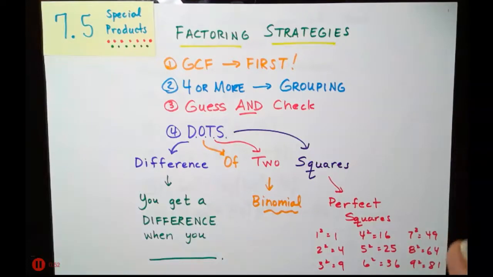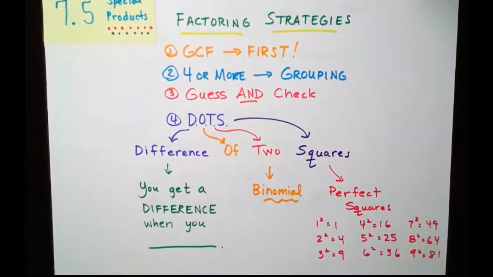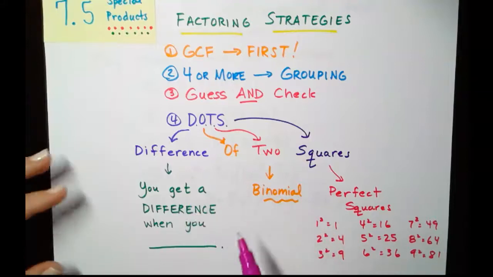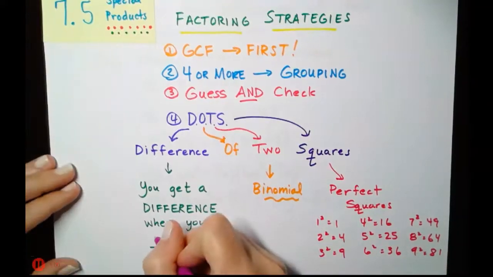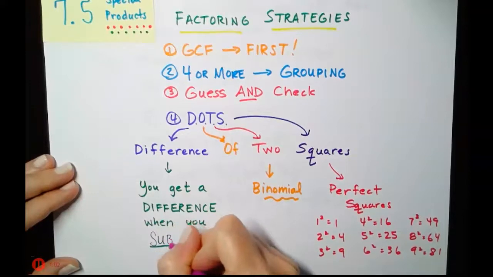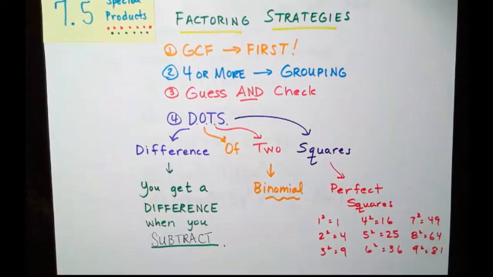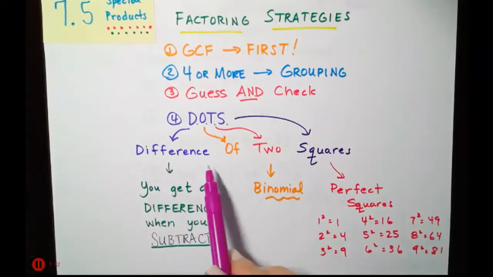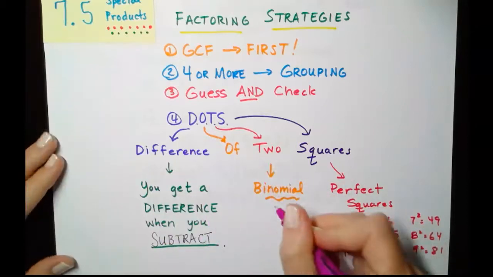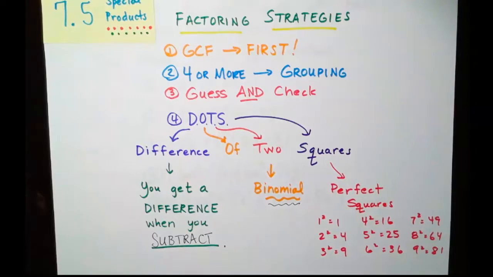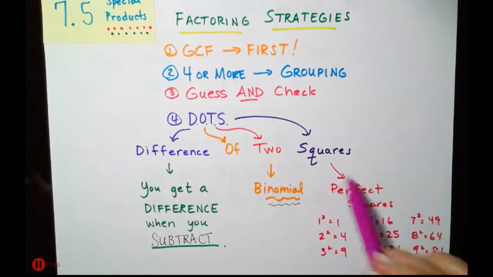So let's look at these words. Let's think about what they mean. First of all, you get a difference when you subtract. So that's a big idea we want to take away from today. To get a difference, you have to subtract. Of course, the difference of 2, these are only going to be binomial expressions. So the difference of two squares.